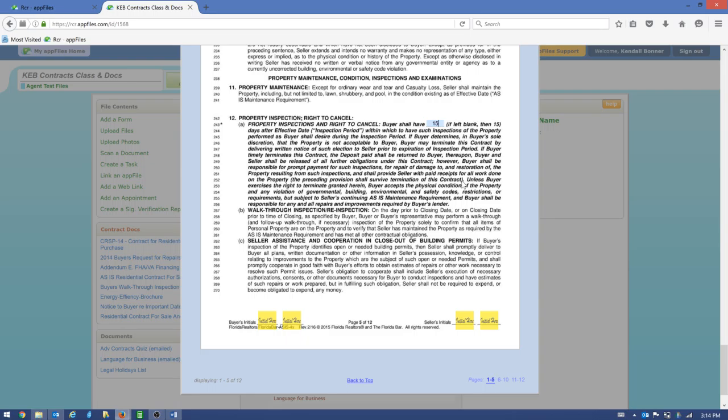So if there were a cash deal, for example, and you neglected as an agent to deliver written notice to the seller that they wish to cancel, buyer could lose their EMD potentially. If they do deliver notice of cancellation, then they are entitled to their EMD back. Okay. Now, the preceding provision shall survive termination of contract.